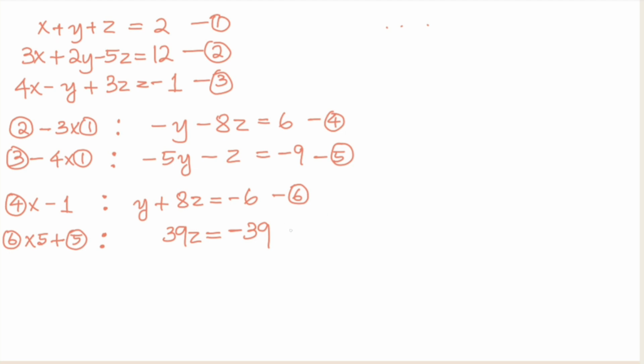Now we could call this equation 7, but this equation is almost solved. We just have to divide both sides by 39 to get z equals minus 1. So that gives us a value for z, and we can substitute this value for z in the preceding equations.